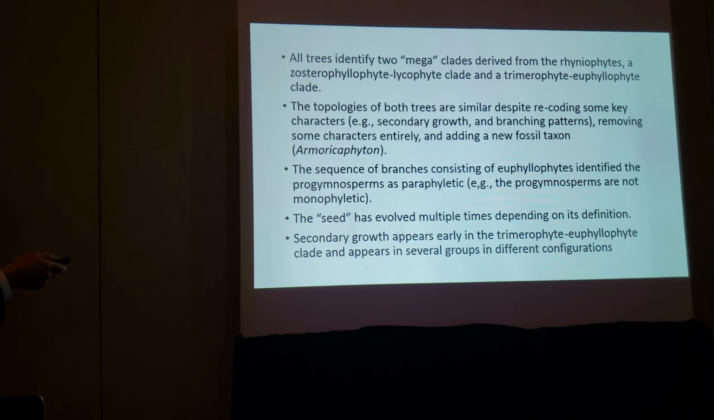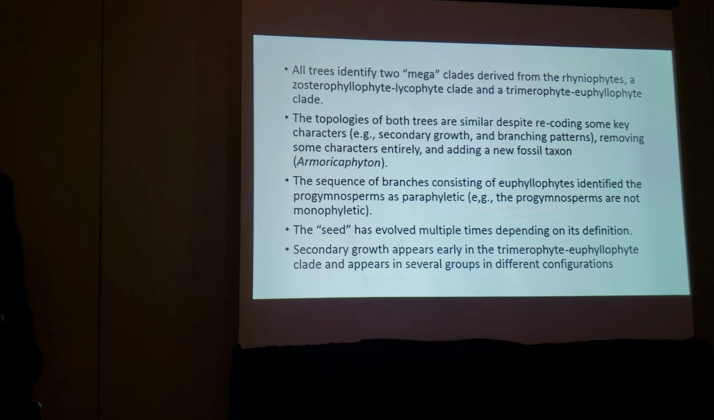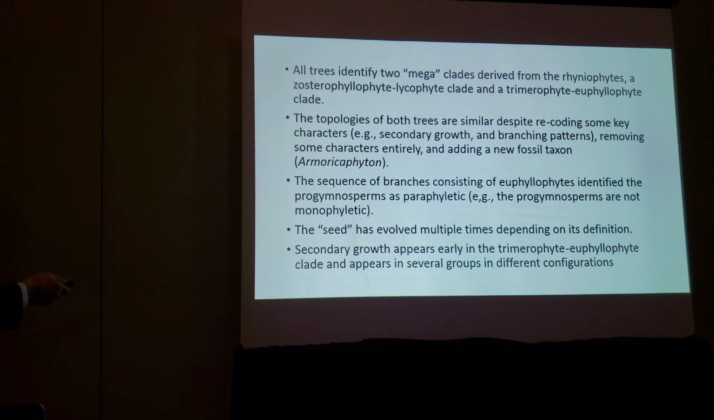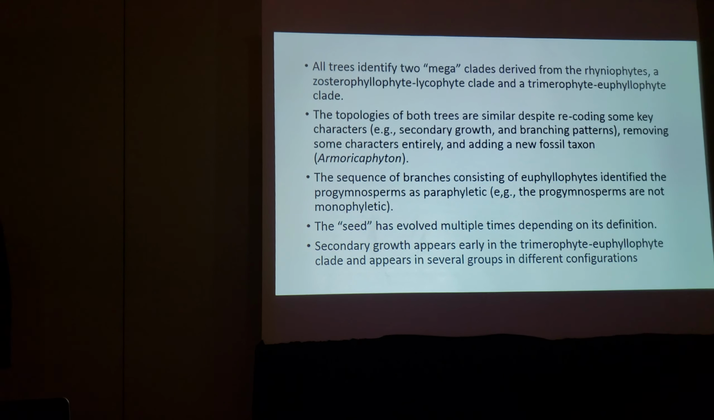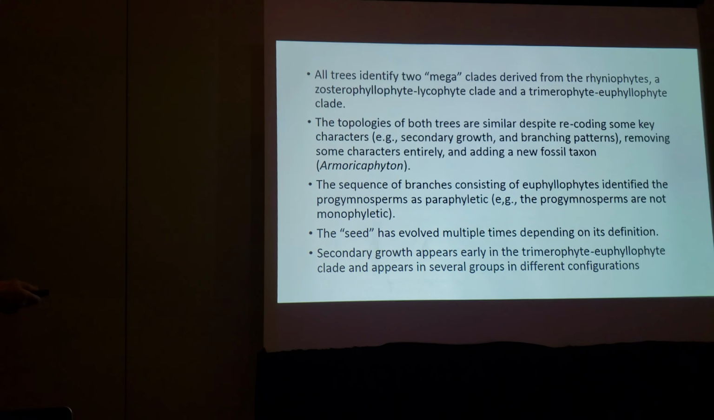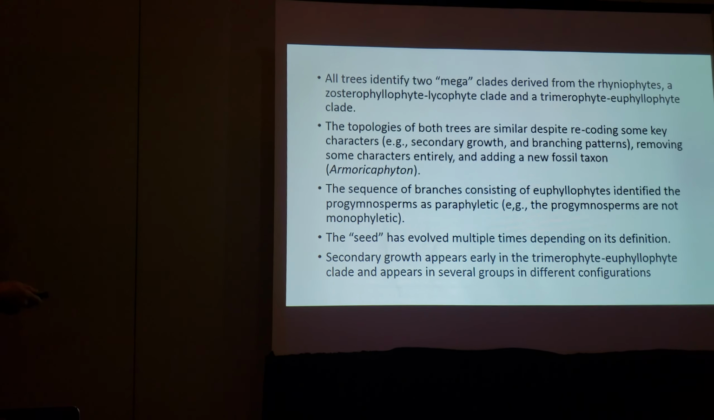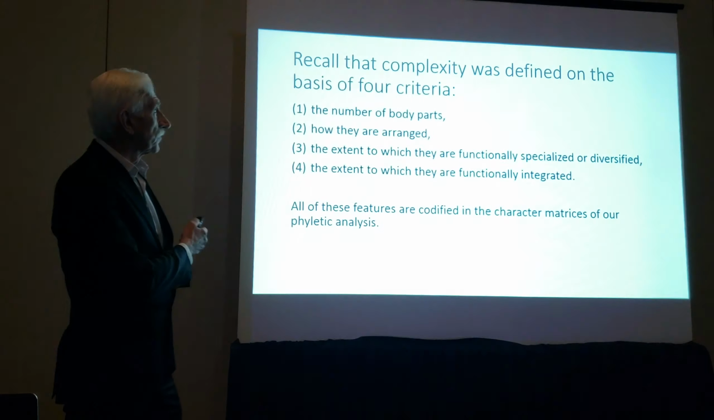The sequence of branches consisting of euphyllophytes identified the progymnosperms as paraphyletic. That didn't surprise us, but it may not go down well generally. What you call a seed can vary. It's a subjective concept at some level, but it appeared several times according to some definitions. And as I said, secondary growth appears early in the trimerophyte-euphyllophyte clade and appears in several groups in different configurations. All right. What about the tempo and mode of the appearance of complexity?